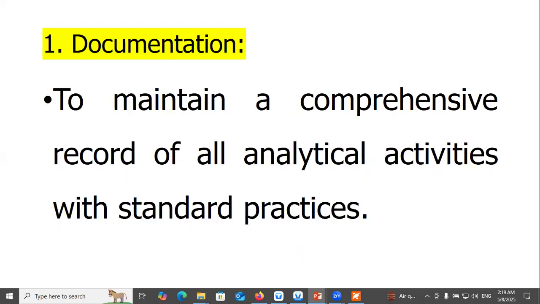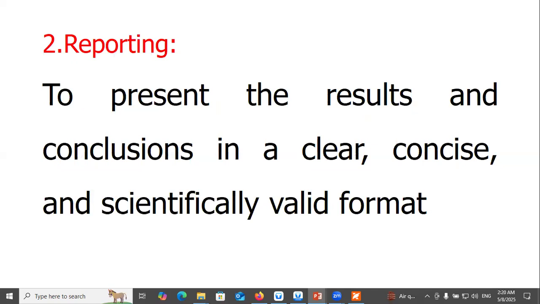Documentation: to maintain a comprehensive record of all the analytical activities with standard practice. Reporting: to present the results and conclusions in a clear, concise, and scientifically valid format.